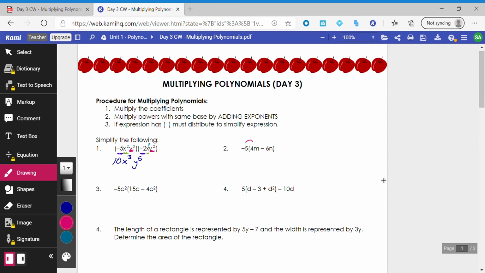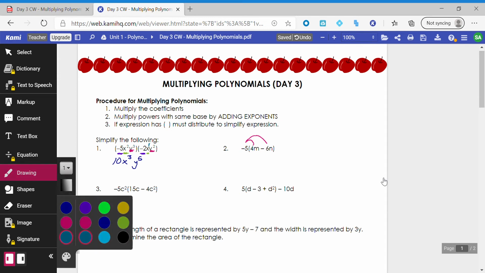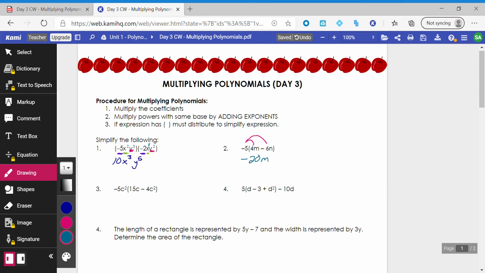So this negative 5 will multiply times the 4m, and I will also multiply it with the negative 6n. So negative 5 times 4m, negative times a positive makes a negative. 5 times 4 is 20. m comes along for the ride. So I took care of the 4m. And now I have the negative 6n. So negative times negative makes a positive. 5 times 6 is 30. And n comes along for the ride here.